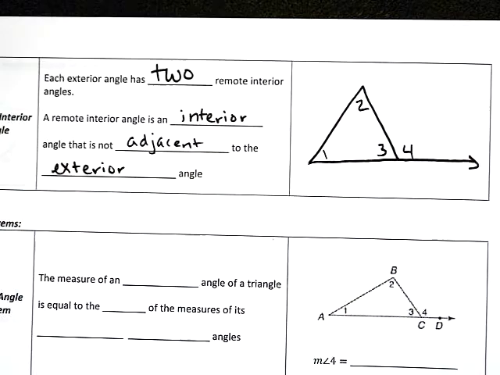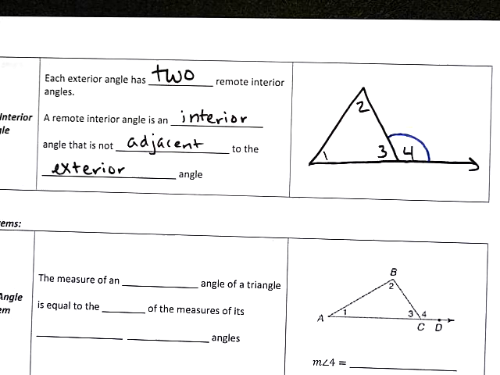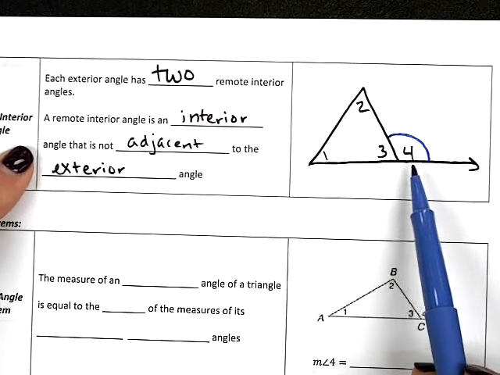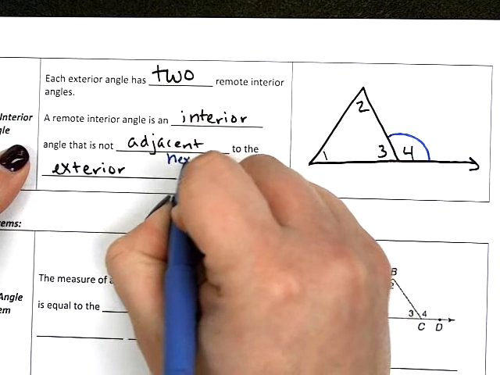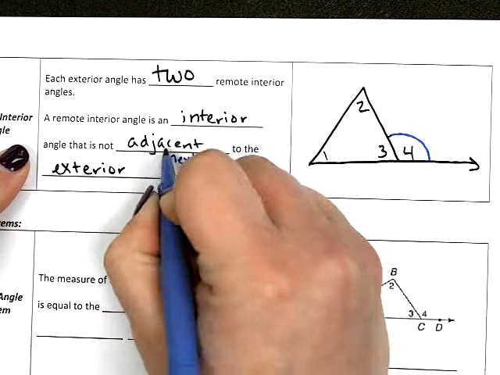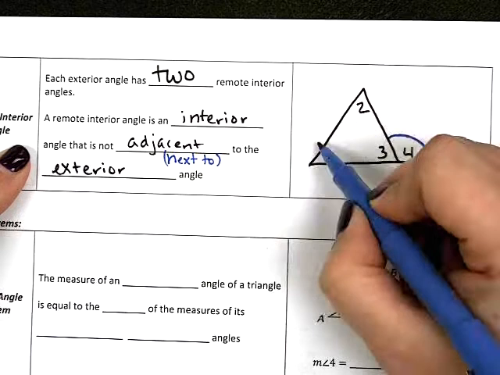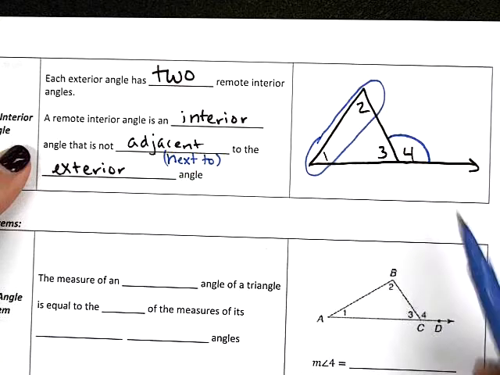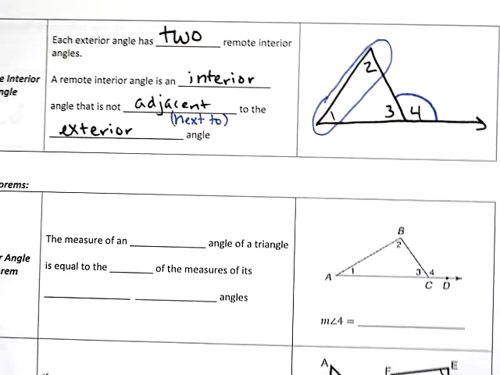Remember in the last picture we identified that angle 4 right here is the exterior angle. The remote interior angles for angle 4 are the ones that are not adjacent to angle 4. Remember that adjacent means next to. We're looking for the two angles inside the triangle that aren't next to angle 4. In this case, that would be angle 1 and angle 2, because angle 3 is adjacent to angle 4. We're going to do lots of examples of it, so don't worry.